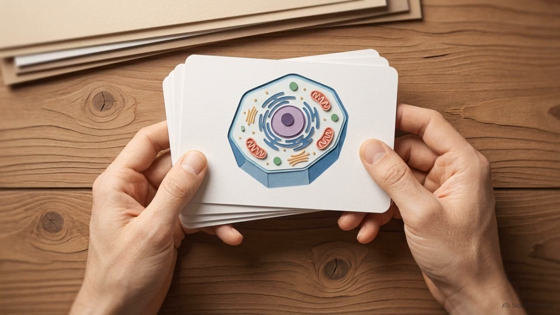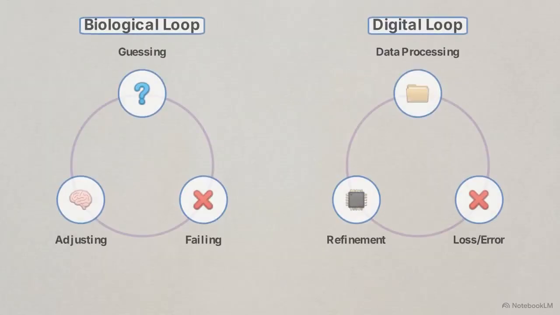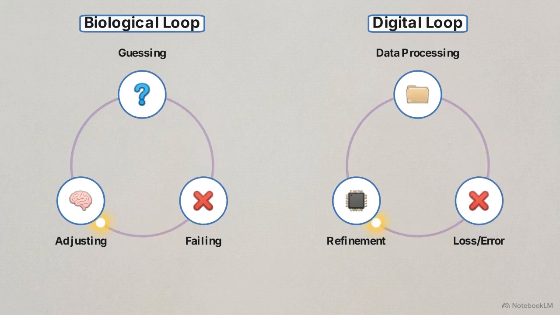Think back to the last time you used flashcards to study for a test. You look at a card, make a guess, check the answer, and try again for the next one. This loop of guessing, failing, and adjusting your memory is exactly how modern computers learn to handle complex tasks.